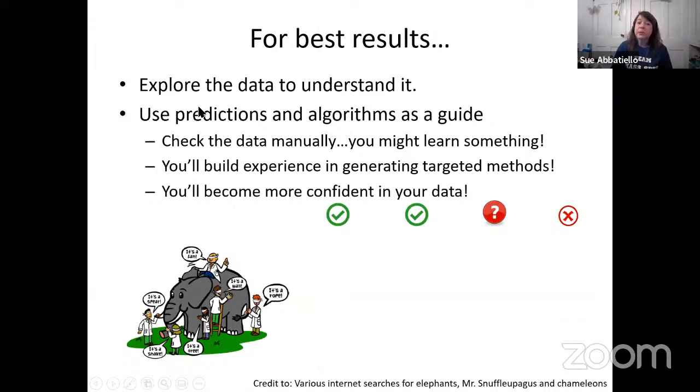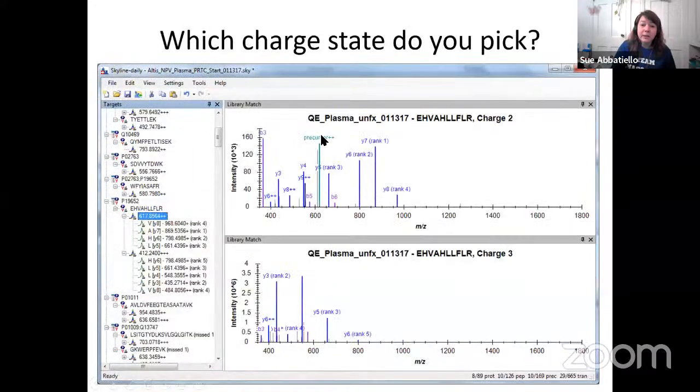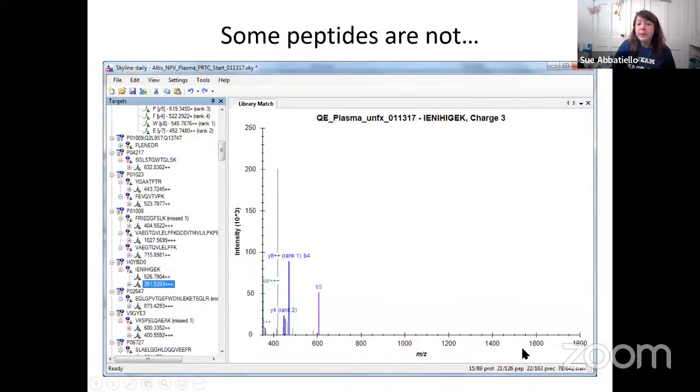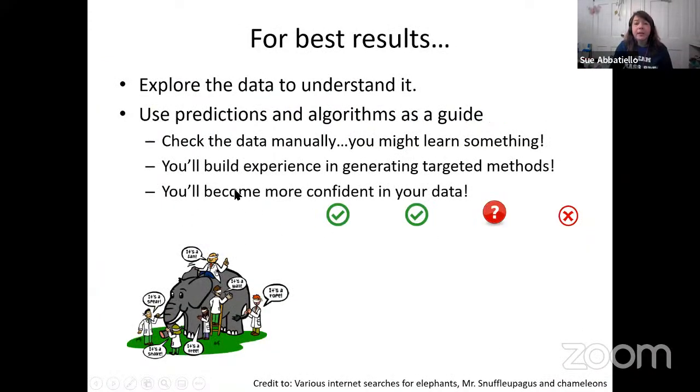But for the best results, you want to explore the data to understand it. Use predictions, algorithms, and literature as your guide, and then also check the data manually. This peptide might have come through as a great hit, but you wouldn't know what it really looked like until you looked at the MS2 scans, which are not often presented in a proteomics experiment after you do the database search. Once you do this, with every experiment you do, you'll become experienced in generating these targeted methods and become more confident in your data.